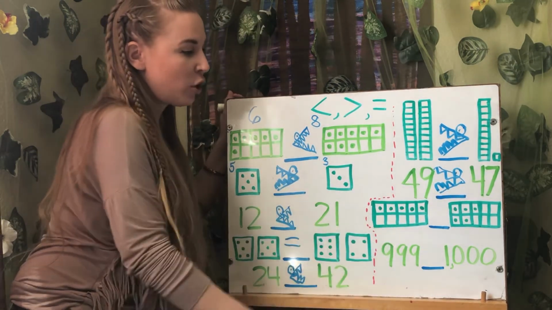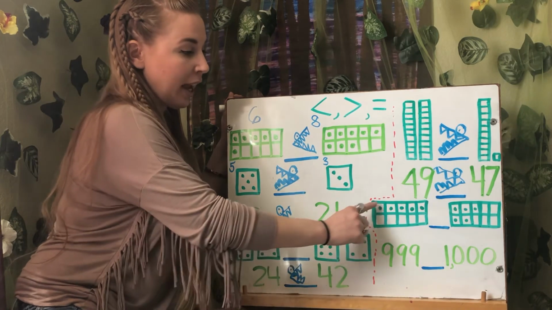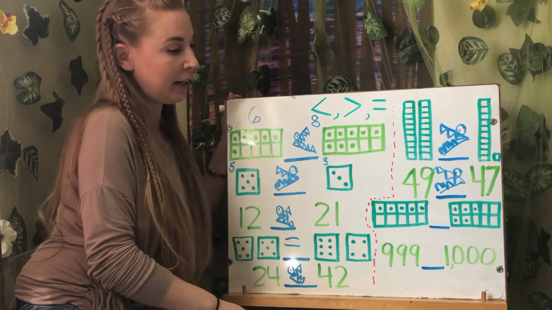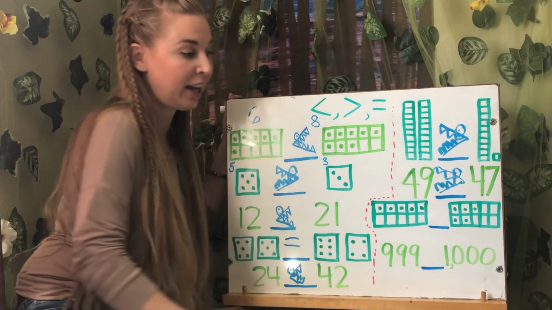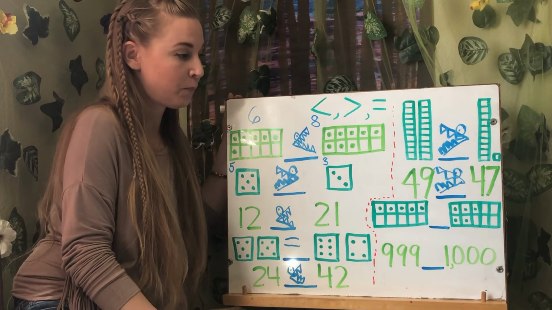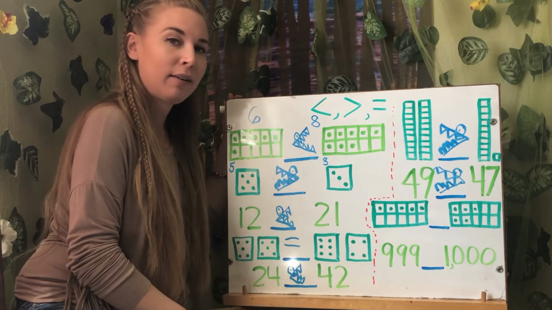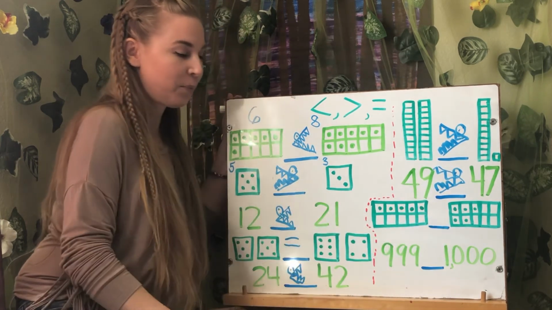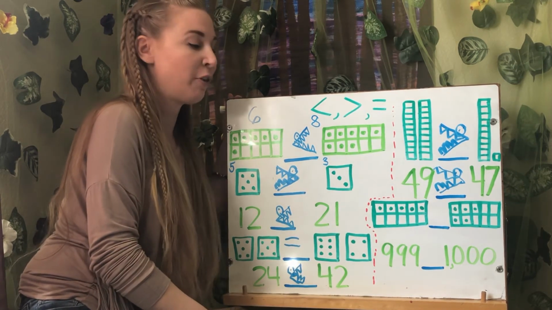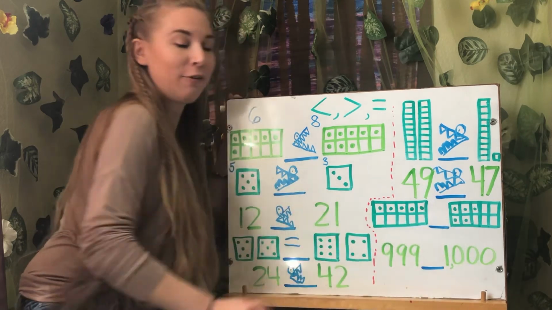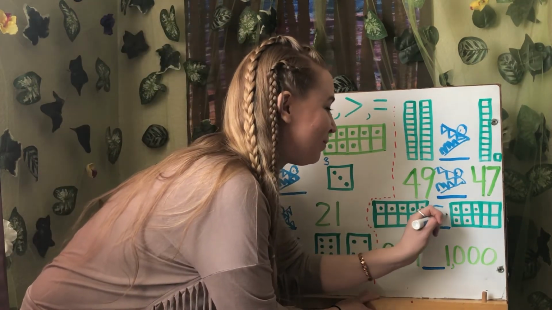Okay, let's look over here. We have another 10 frame. Count how many are over here on this side. We're going to compare it to how many are on this side. Go ahead and count. So how many here? And how many here? Is 5 going to be less than, greater than, or equal to 5? Okay, so we need another equal sign.